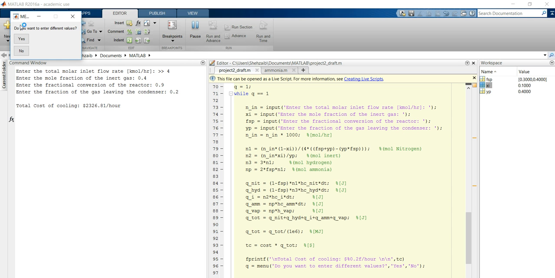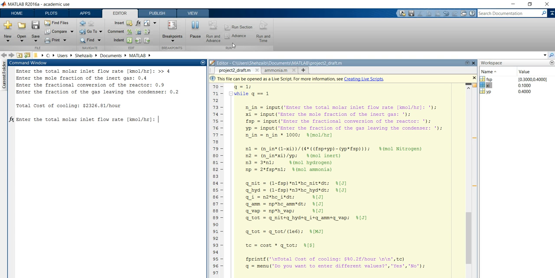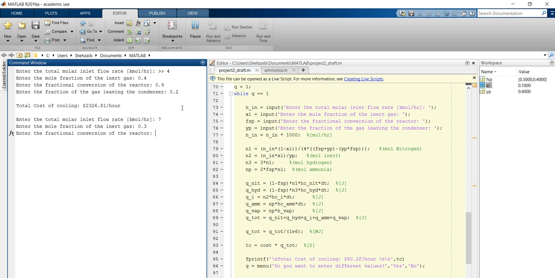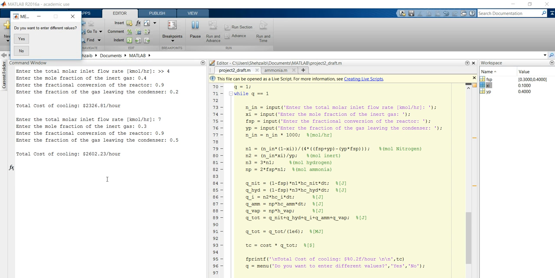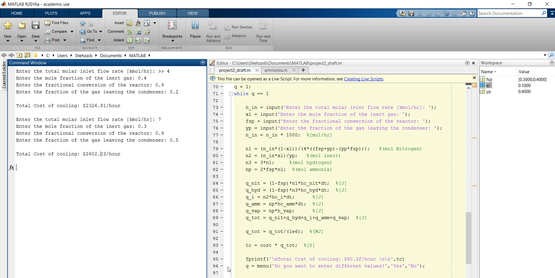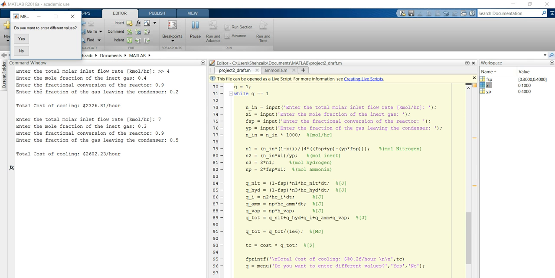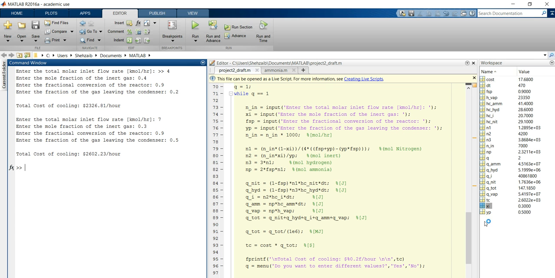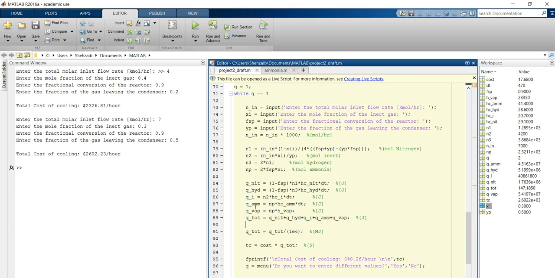At this point, you can see that if the user wishes to enter other values, you can hit yes or you can hit no. If you hit yes, you will restart and it'll ask you the values again. So let's say we enter different values this time. It will give us a different amount for cooling that much ammonia. Now, if the user does not wish to repeat, we just hit no and it comes back up to where it calculates. And now we can see our values and our variables.